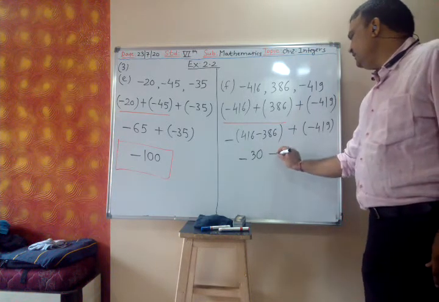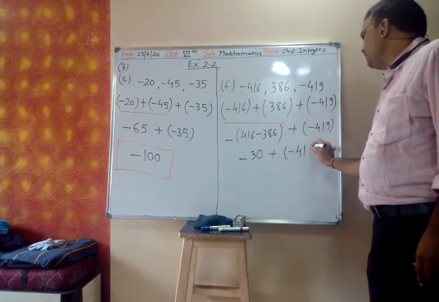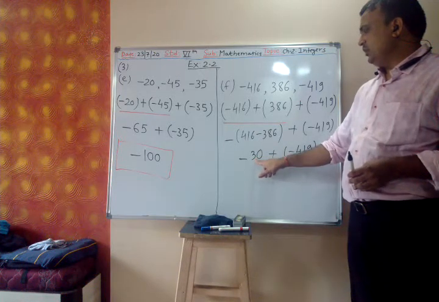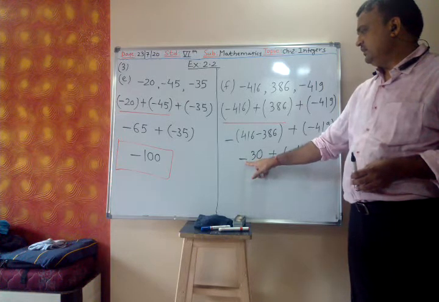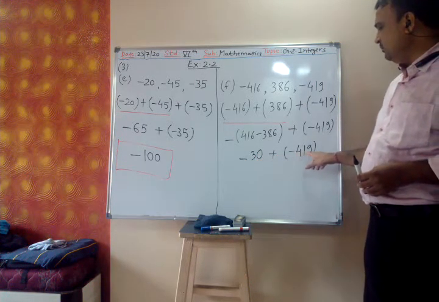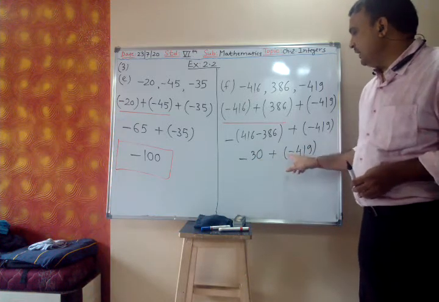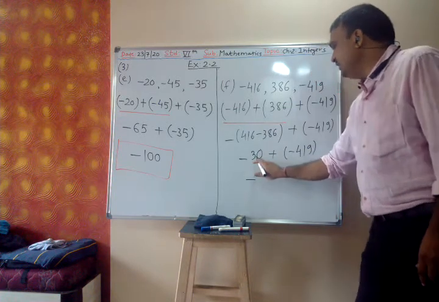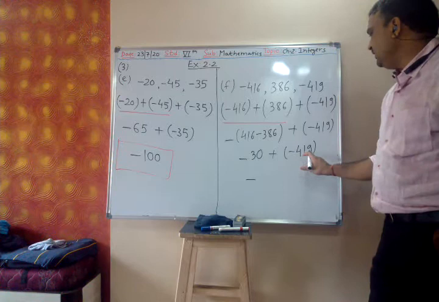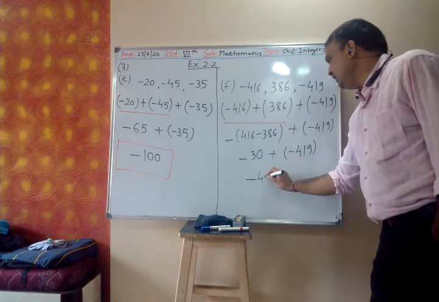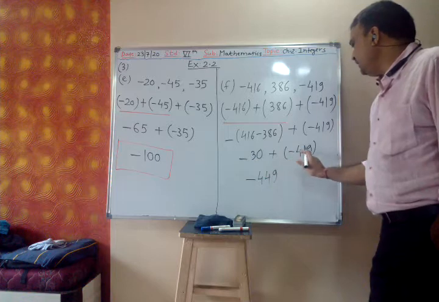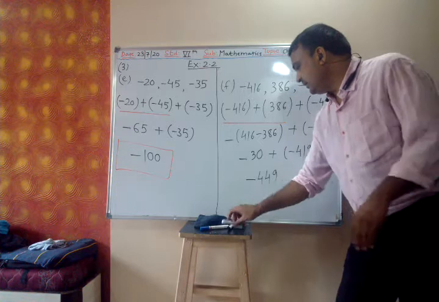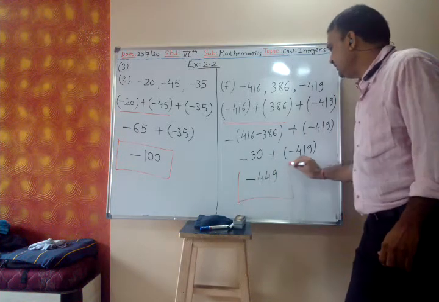Minus 30 plus minus 419. Now we want to add. What is the sign of 30? Minus. What is the sign of 419? Minus. So both have minus signs, minus minus. So I will take the common sign, minus, and add the numbers. 30 plus 419 is 449. The answer is minus 449.